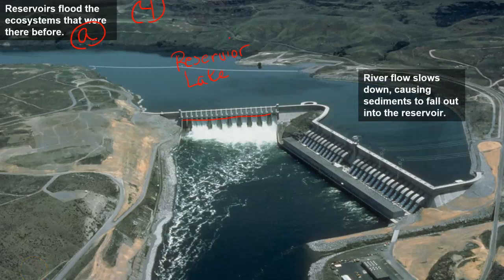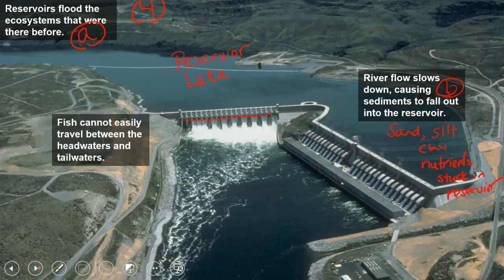B, sediments. This is like sand, silt, clay, okay? All that stuff that was carried by the stream as the river slows down, all the debris, settles out and falls into the reservoir. The thing about that is this carries a lot of nutrients. So the nutrients get stuck in the reservoir. Okay? All right.